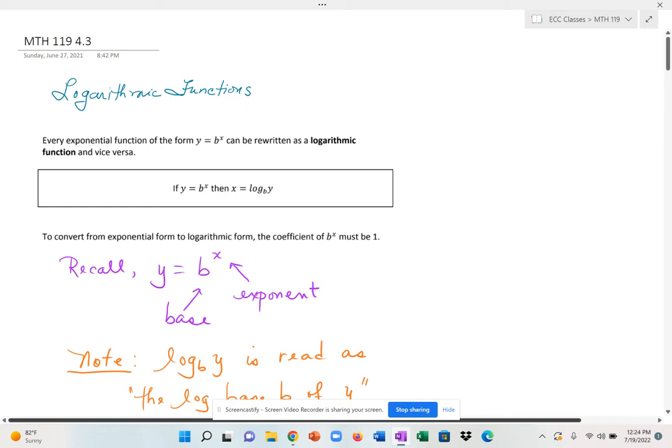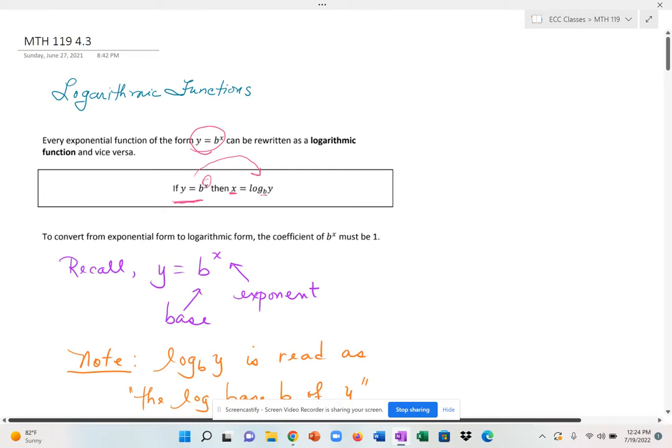Hi, this lesson is about logarithmic functions. Every exponential function of the form y equals b to the x can be rewritten as a logarithmic function and vice versa. If y equals b to the x, that is rewritten as x equals log base b of y, where the exponent is now the value on the other side of the logarithm.